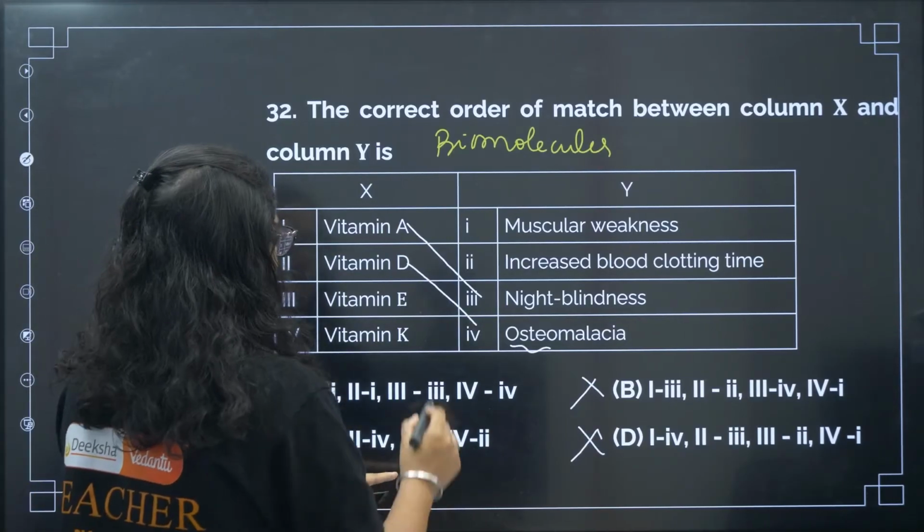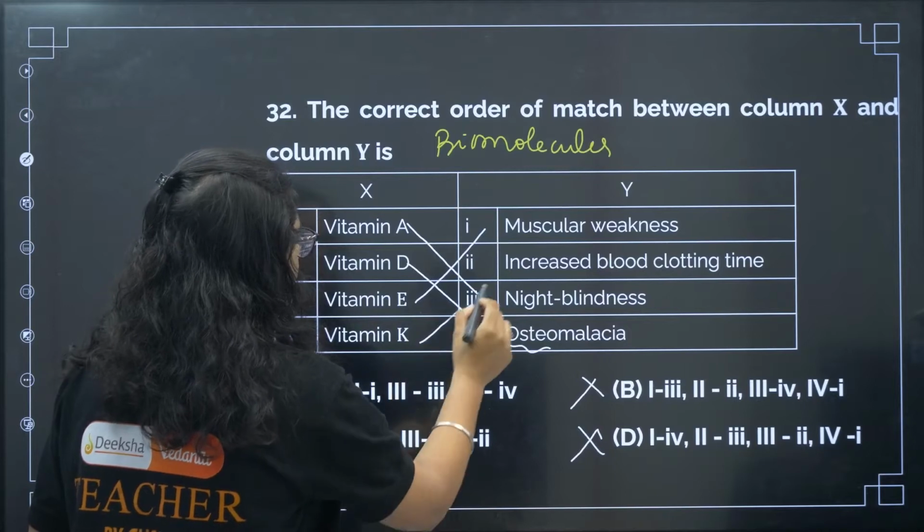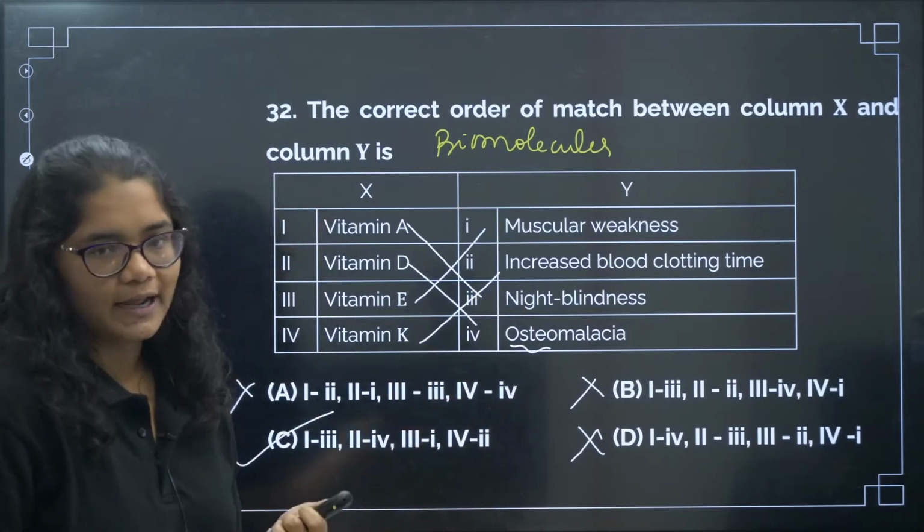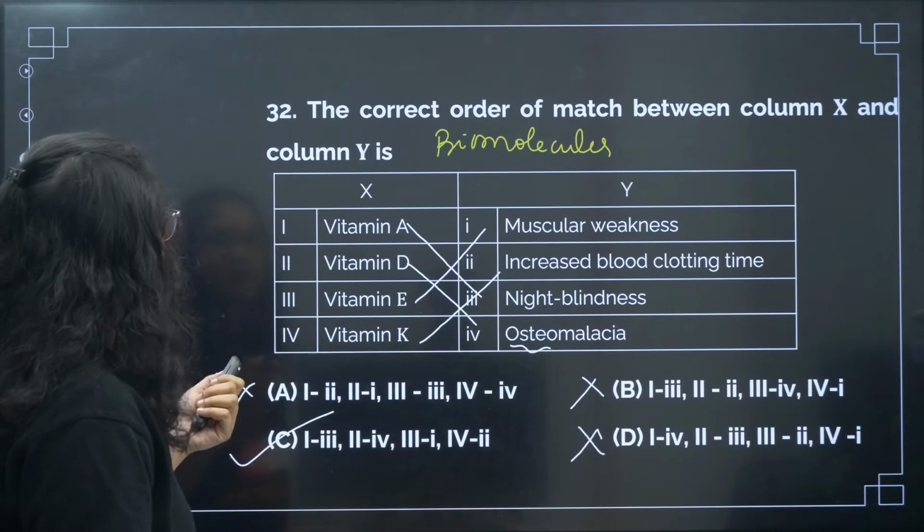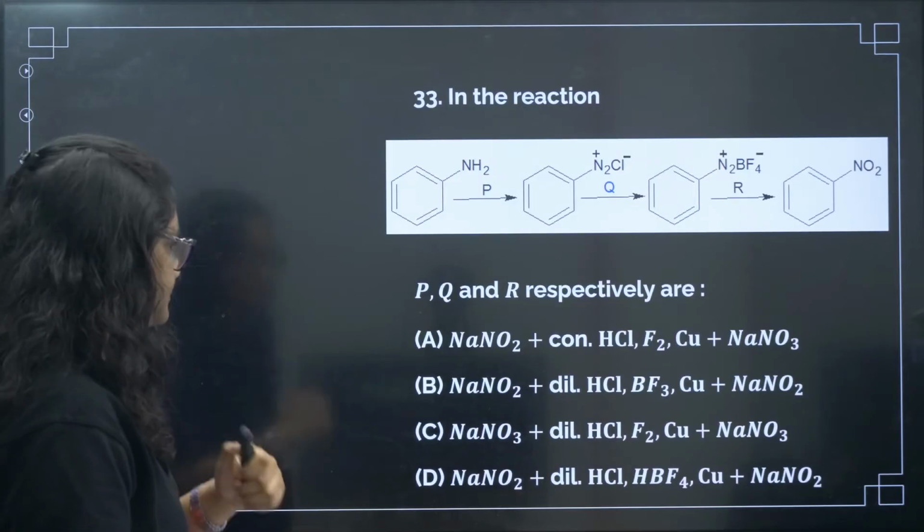Then vitamin E, 3 is what? Muscular weakness, and vitamin K is clotting, blood clotting time. Okay. Now coming to question number 33 here.